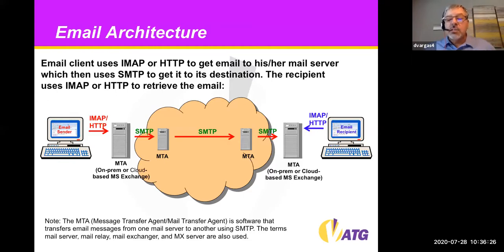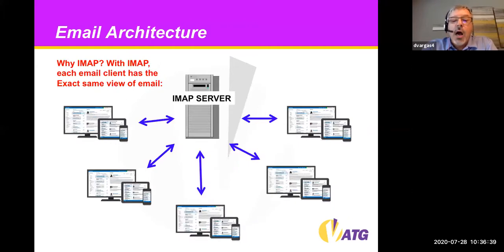So once it reaches the MTA, I'm saying Exchange, it could be anything else, but Exchange has to be the dominant email platform. The recipient is also going to use either HTTP or IMAP to retrieve that email. Okay, so why IMAP, right? One of the things with IMAP is that it's really designed to accommodate the move to mobile devices.